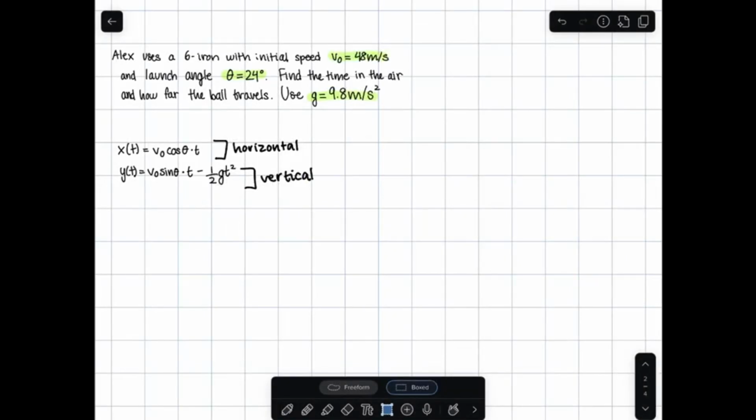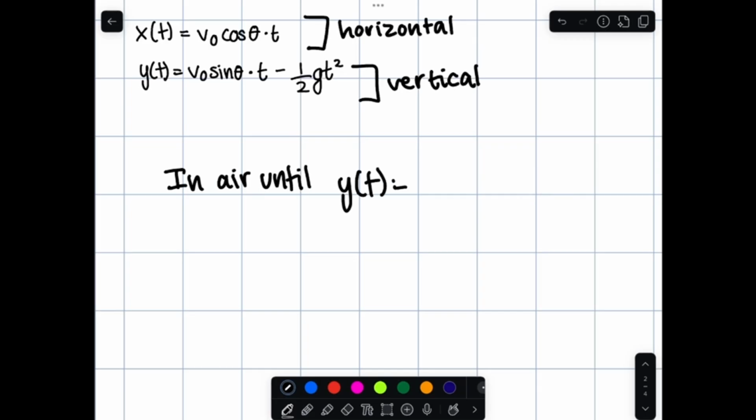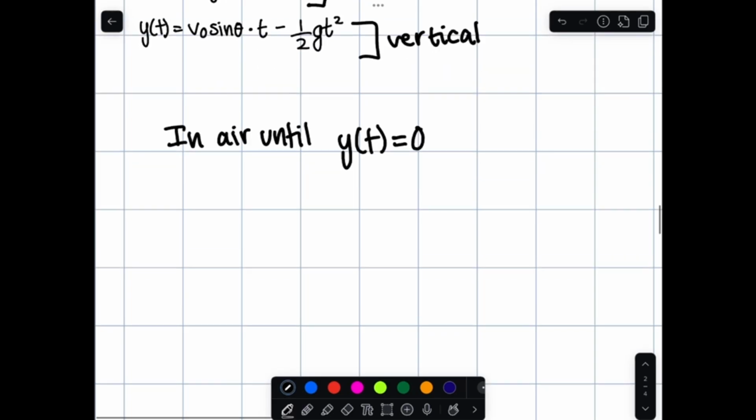Okay, so first we're trying to figure out how long the ball stays in the air. So let's set up our parametric equations. We have the horizontal and vertical components. x(t) is the horizontal distance after time t, and y(t) is the height above launch level after time t. We know the ball is in the air until it returns to the ground, which is when our vertical component y(t) is equal to 0.